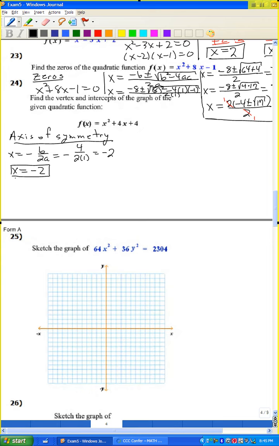So let's find the vertex. Well, the x-coordinate of my vertex is negative 2. Let's figure out the corresponding y-coordinate by plugging in for x, negative 2. And so this is equal to 4 minus 8 plus 4, which is 0, which means that's actually going to be one of the intercepts.